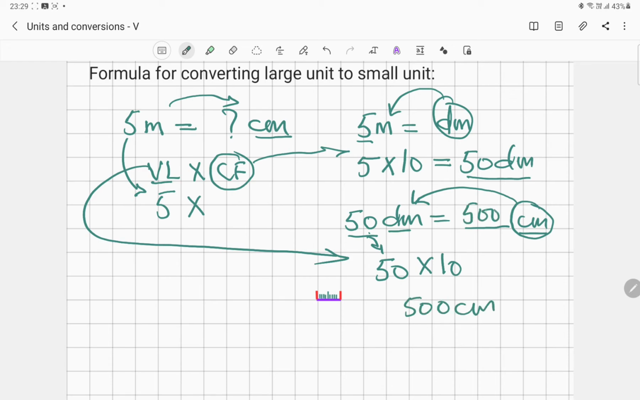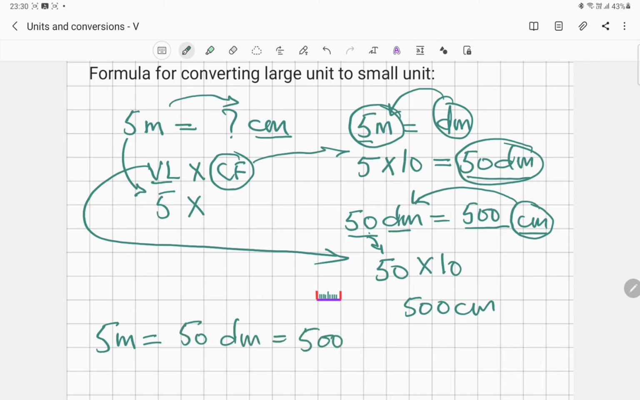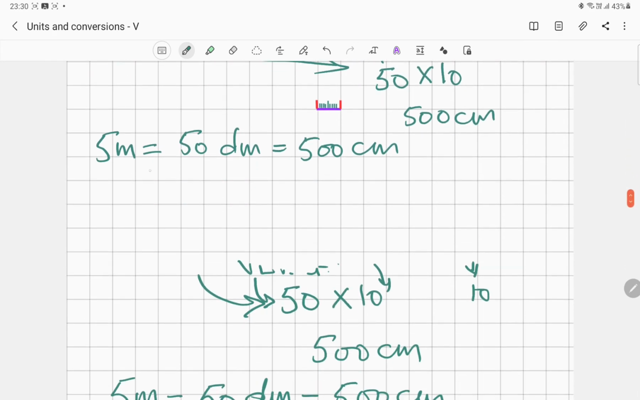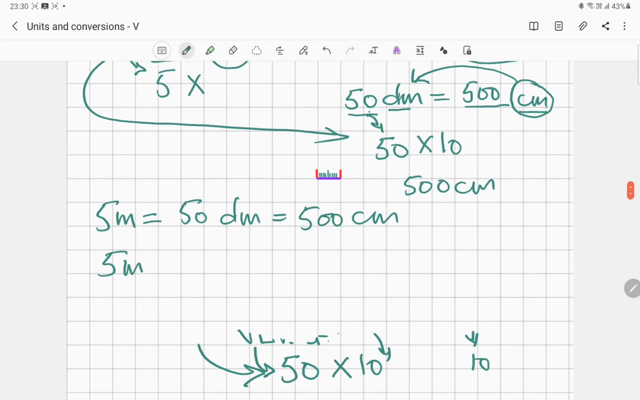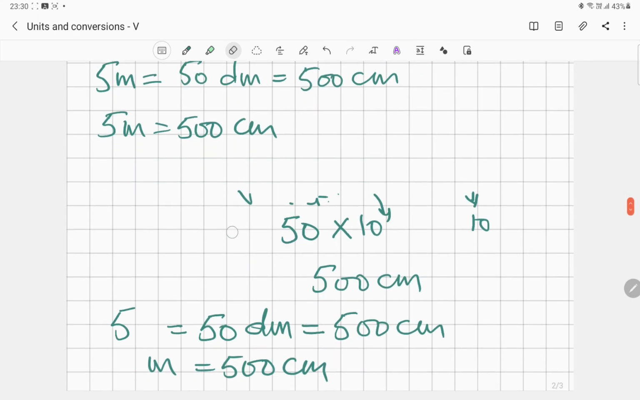So our answer is here. And what we can write here, we can write 5 meters is equal to 50 decimeters, which is equal to 500 centimeters. So what is our answer? 5 meters is how many centimeters? So 5 meters is equal to 500 centimeters. Isn't that one of the ways to solve this?